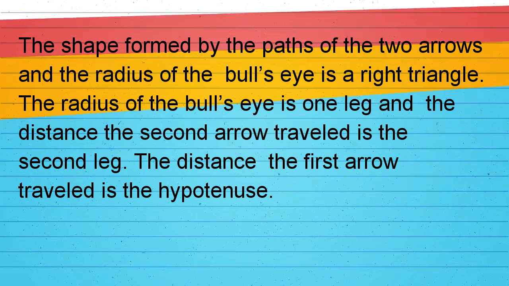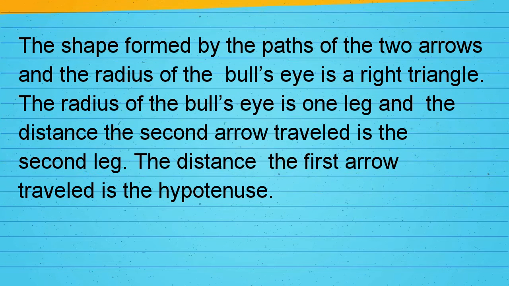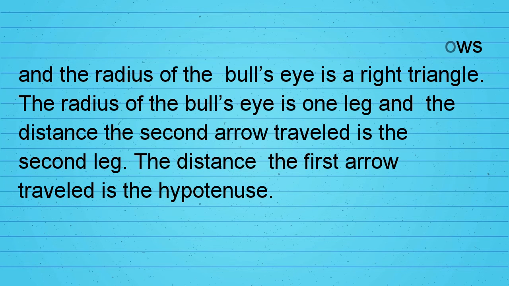The shape formed by the paths of the two arrows and the radius of the bullseye is a right triangle. The radius of the bullseye is one leg, and the distance the second arrow traveled is the second leg. The distance the first arrow traveled is the hypotenuse.